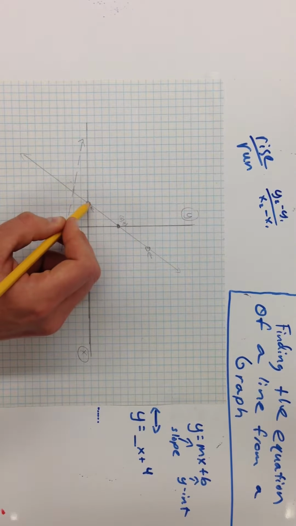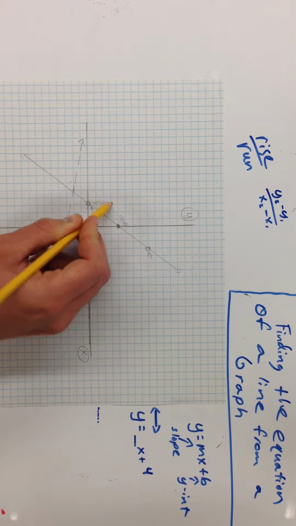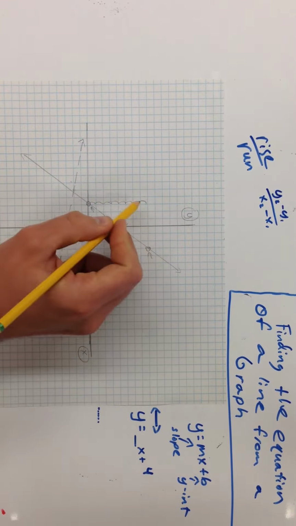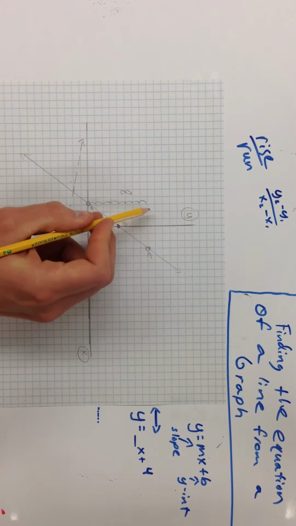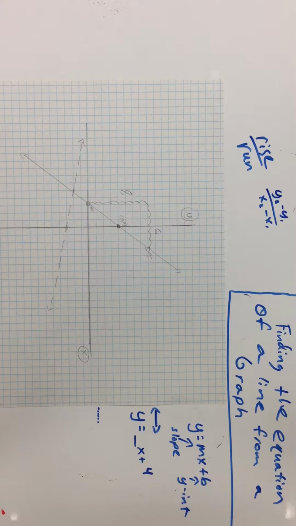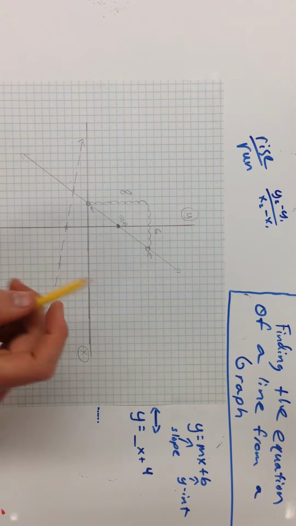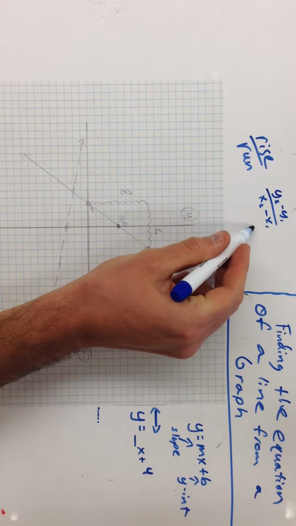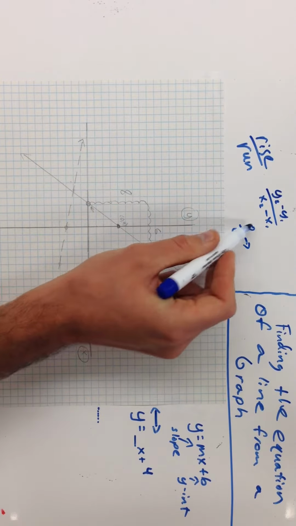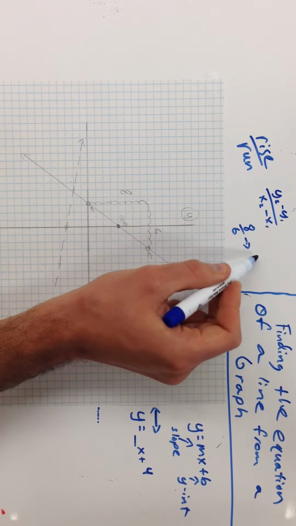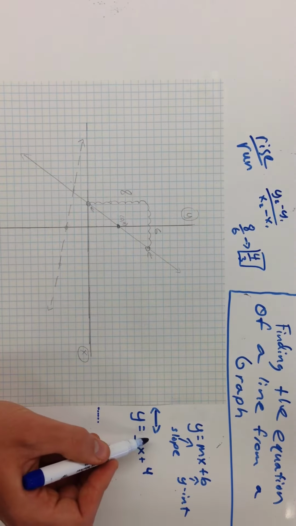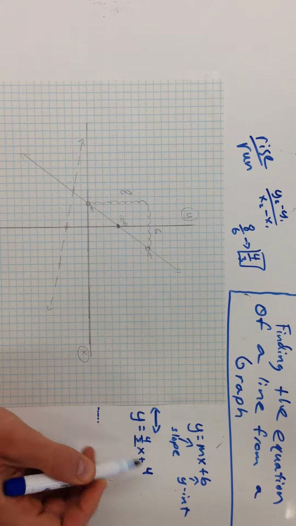So how much do we rise up? We go 1, 2, 3, 4, 5, 6, 7, 8. We go up 8. And we go over 1, 2, 3, 4, 5, 6. Over 6. So the rise over run for this one is up 8 over 6. Now we can reduce that because they're both even. We can divide the top by 2 and the bottom by 2 and get 4/3. It's the same thing. So our slope for our first line is 4/3, giving 4/3 x.